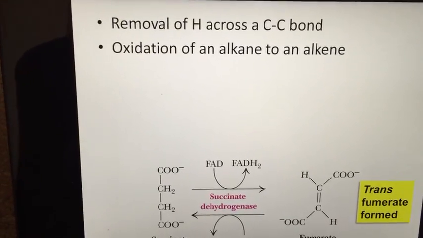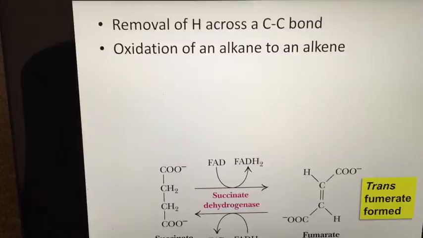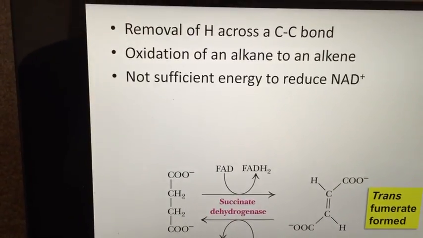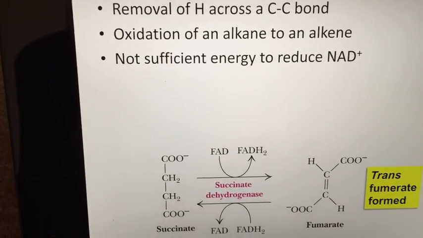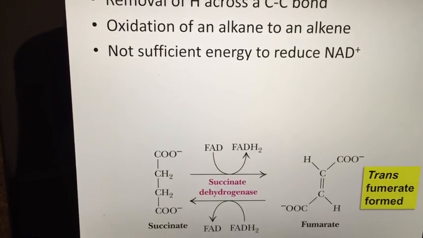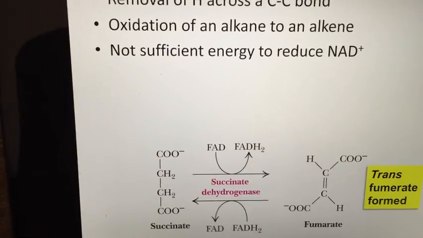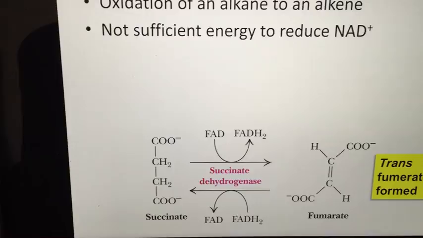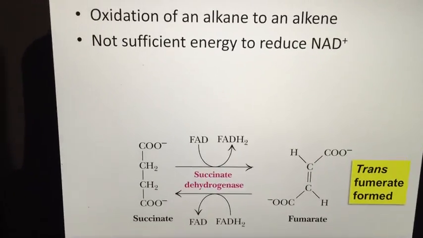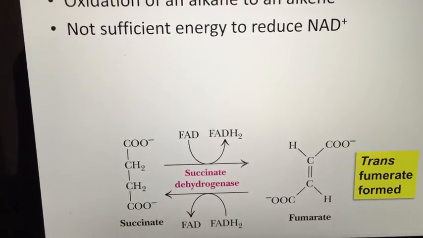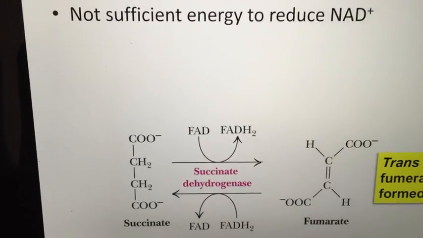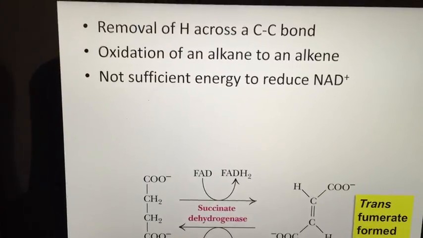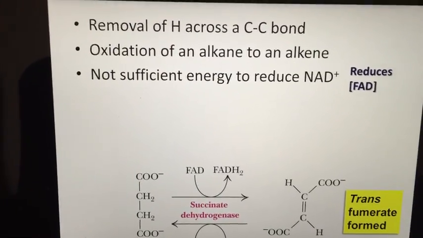So in this reaction, an alkane is being oxidized to an alkene, and this oxidation reaction isn't largely favorable, and because of that there's not sufficient energy to reduce NAD+. We do not have enough energy to reduce NAD+, but FAD requires less energy, as you will see when you look at your table of electron potentials from chapter 3. And so there is sufficient energy to reduce FAD to FADH2 in this oxidation reaction of an alkane to form an alkene.